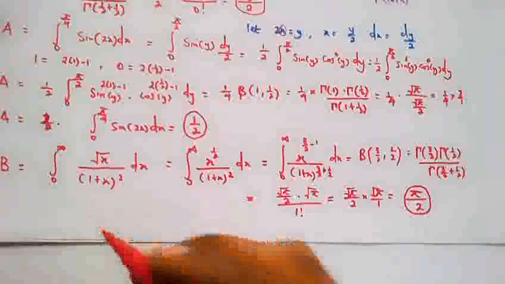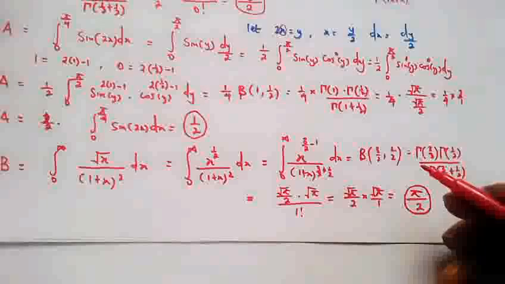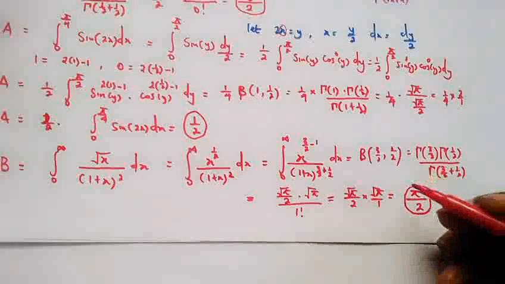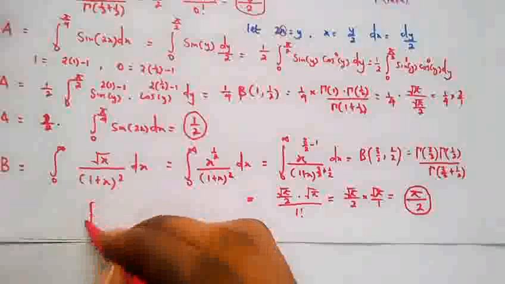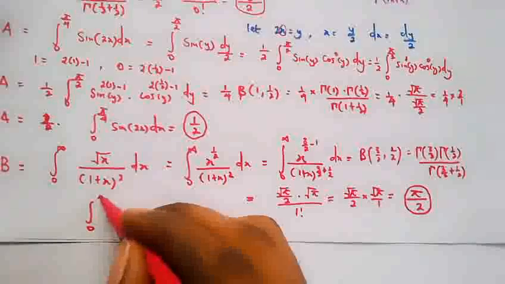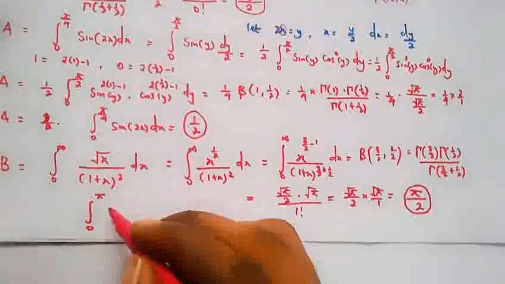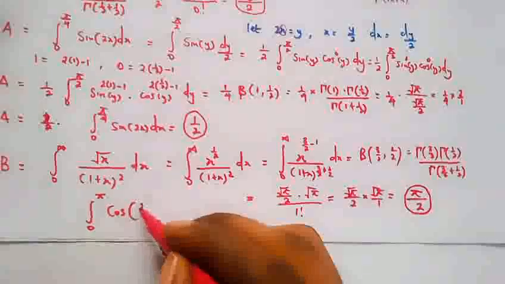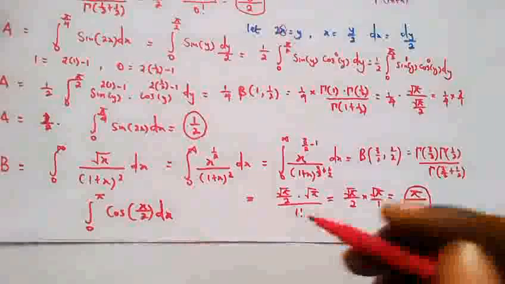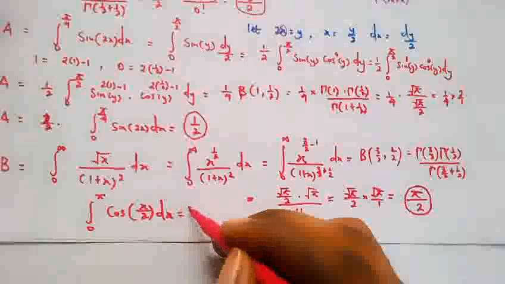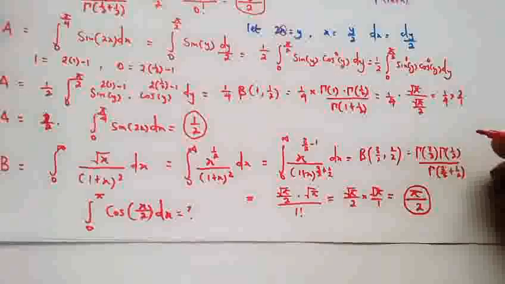Now if you know that you enjoy this video so much, just do well to attempt the following problem and make sure you comment the right solution to it, and I will reply you. So we have the integral from 0 to pi of the cosine function of x over 2 dx. Please try this problem and comment the right answer, and I will reply.